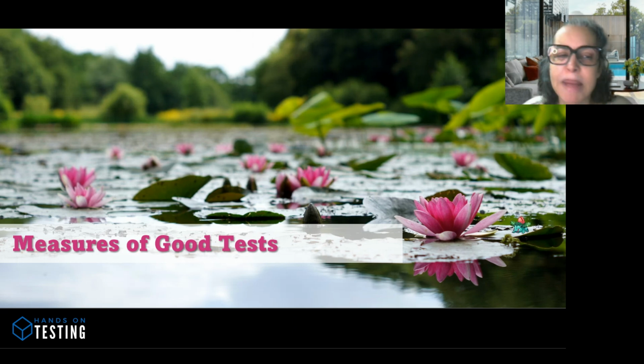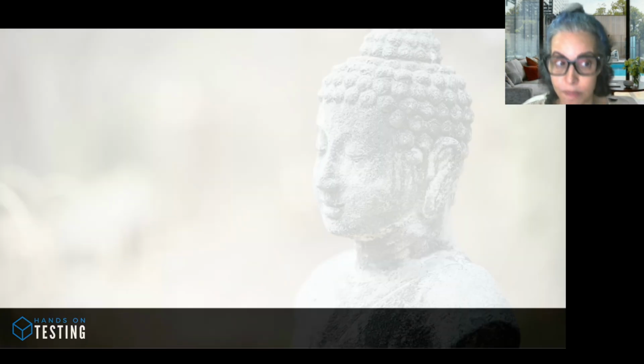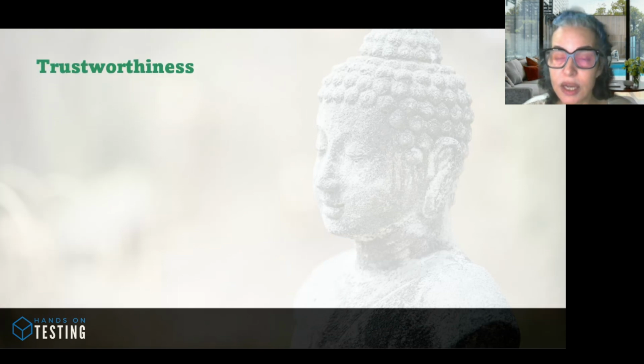But what are the measures of such good tests? Number one rule is you should treat your test code with the same respect you treat your production code. It is part of your development. But when it comes to test code, we also have three measures we want to comply with: trustworthiness, maintainability, and readability.